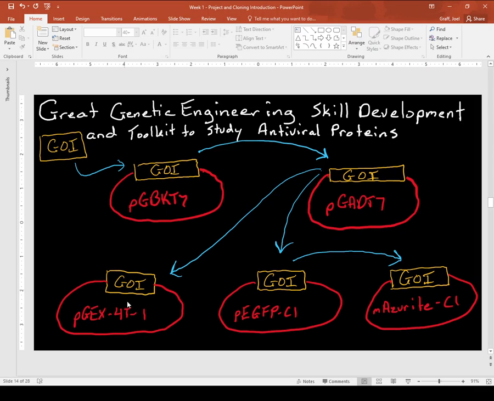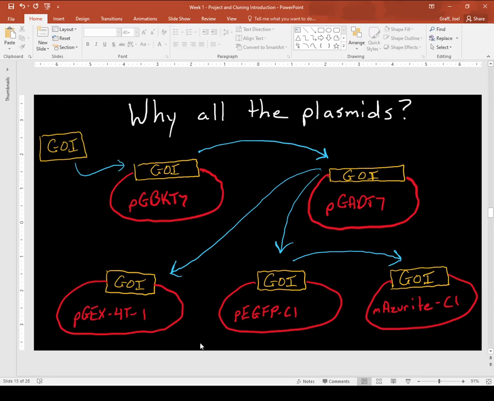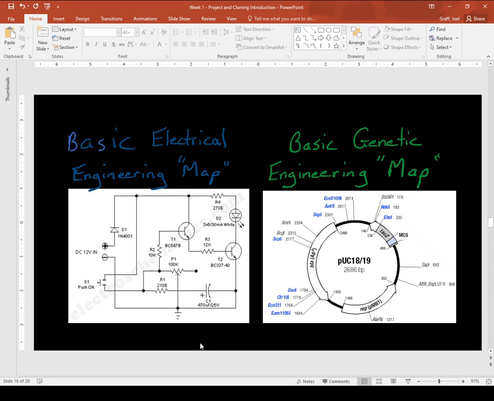So now I'm going to walk through these plasmids again, but this time around I'm going to talk about the properties of these plasmids that are useful for analyzing our gene of interest. So again, why all the plasmids? Well, let's dig into that. When you look at a plasmid, we've seen several plasmid maps already, and I didn't take time to explain them other than the multiple cloning site, which is where you clone your gene of interest in.